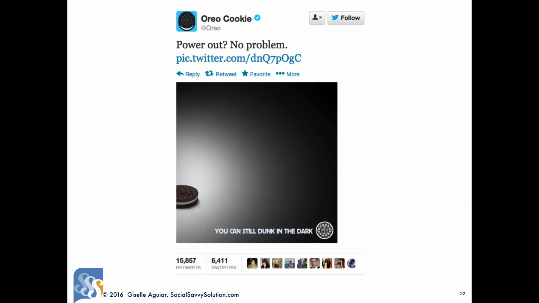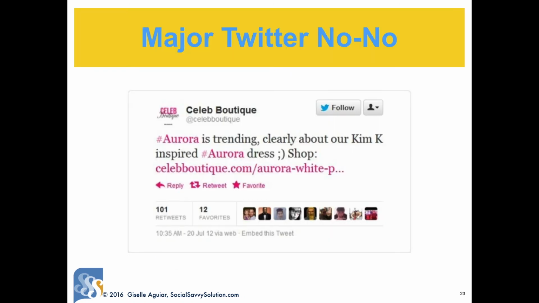This is an example of real-time marketing that you only get with Twitter. Remember the Super Bowl in New Orleans a few years ago when the lights were out for 30 minutes? Well, the Oreo cookie folks were paying attention and took advantage of the situation. Look how many retweets they got. Brilliant. Here is why you always check to see why something is trending before attempting to ride on its coattails.